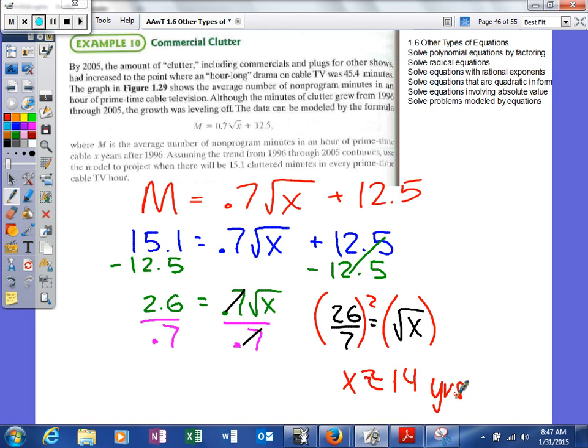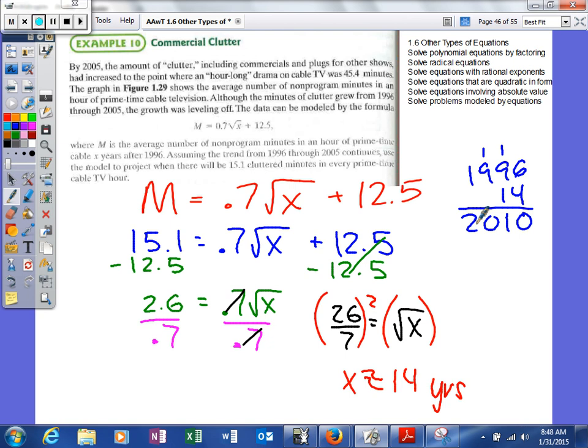So 14 years, so again, that's not what we're looking for. It's trying to figure out in what year it will actually happen. So what we're going to do is we're going to take 1996 and we'll add 14 to it. When you do this, you'll get 2010. So in the year 2010, it's projected for that to happen.